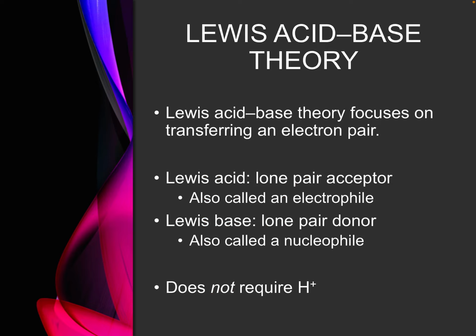What is that doing? A Lewis acid is going to be a lone pair acceptor. Sometimes you'll hear this called an electrophile, especially in organic chemistry. And a Lewis base is a lone pair donor, and this will be called a nucleophile, also used in organic chemistry. The cool thing about Lewis acid-base theory is it doesn't require any hydrogens. So now we can look at acids and bases in a totally different way.